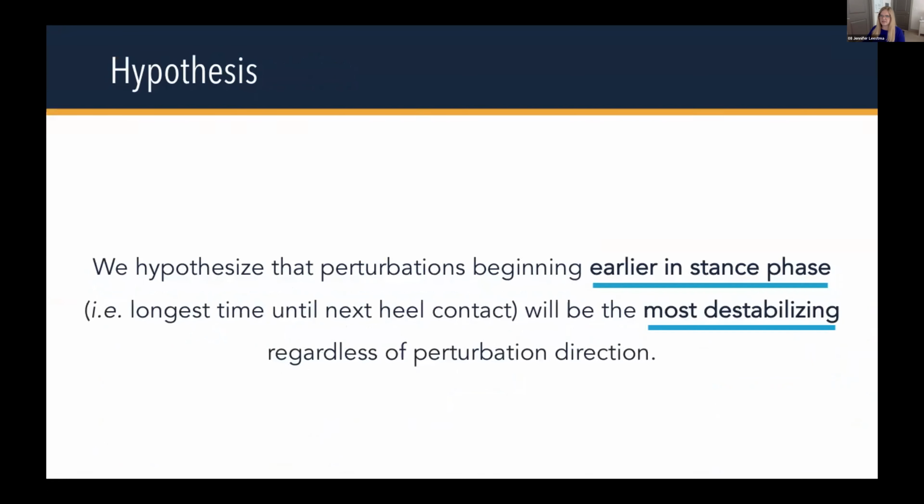So for this specific analysis, we're going to be investigating the hypothesis that perturbations beginning earlier in stance phase, so the longest amount of time until the next heel contact, will be the most destabilizing regardless of perturbation direction.